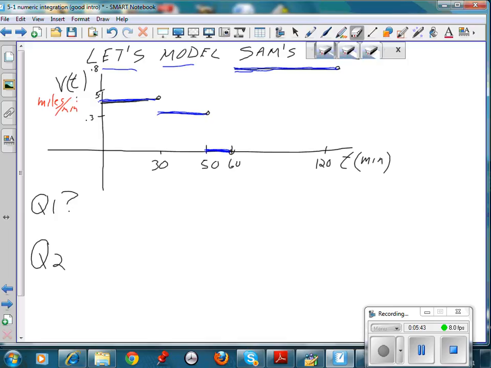Why don't I erase this part? Now let's see what this looks like. If we were going to work this problem now, question 1, he's out for 45 minutes. So basically what we're doing is we're multiplying. Oops, let me get my thing back here.